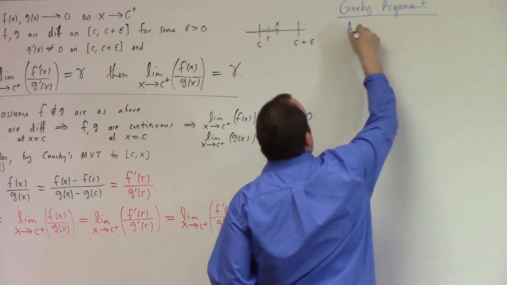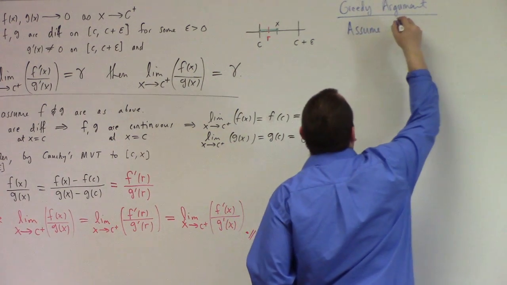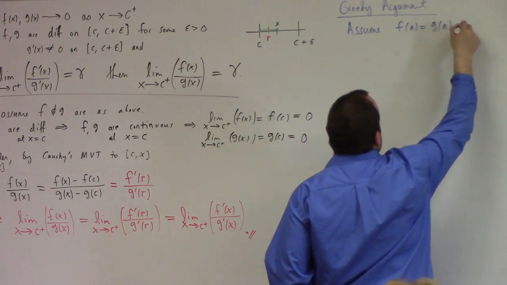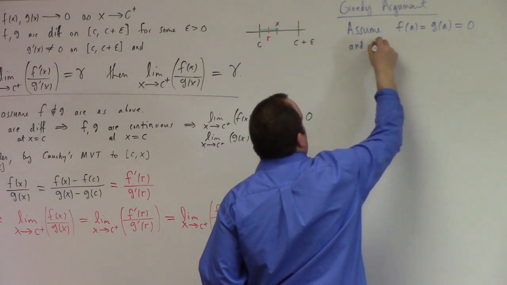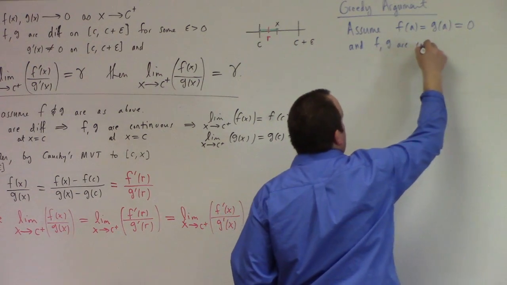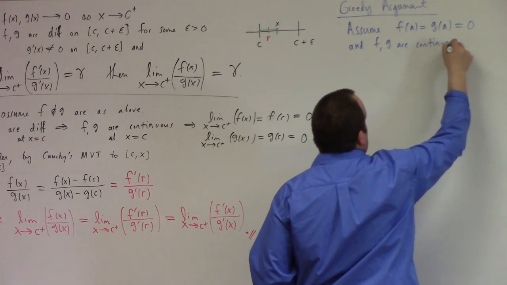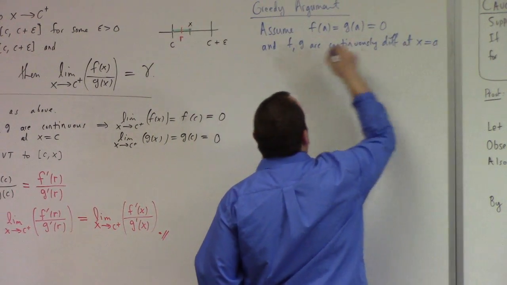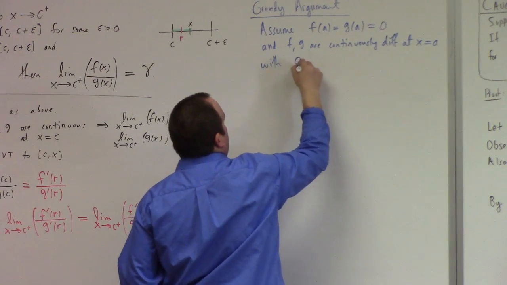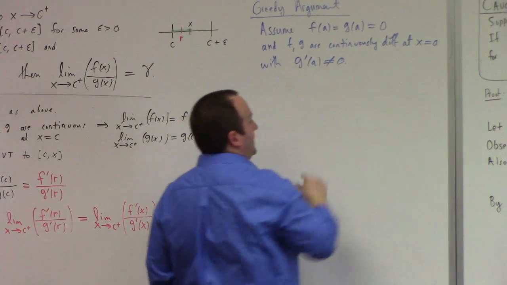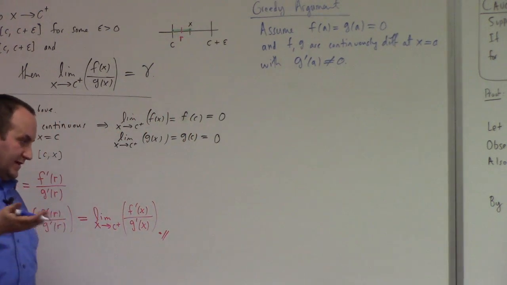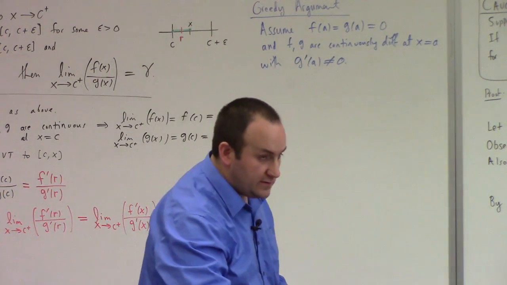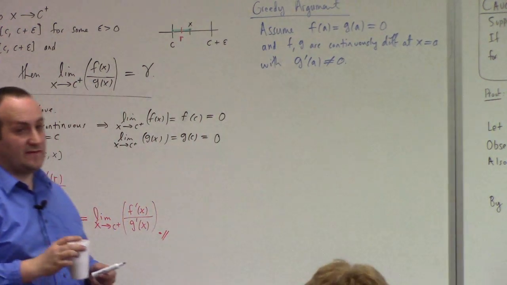So assume that f of a is equal to g of a is equal to 0, and f and g are continuously differentiable at x equals a, with g prime of a not equal to 0. Continuously differentiable, what this means, all right, guys, is subtle. It means that the function is differentiable and its derivative is itself continuous as a function.